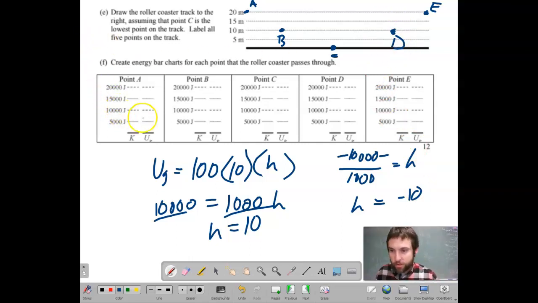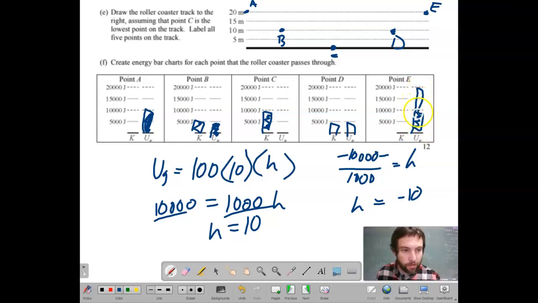For the energy bar charts, at point A at the top, we have all gravitational potential energy, and we have 10,000 joules here. Then for point B, we're half and half, so it's 5,000 and 5,000. At point C, we have no gravitational potential energy because we're all the way at the bottom, so all of it is kinetic energy. Point D, again, we're half and half. Point E, it's all gravitational potential energy. Oh, I think it's got to be 20,000 joules, right? That's what we said earlier. Sorry, trying to rush, short on time.